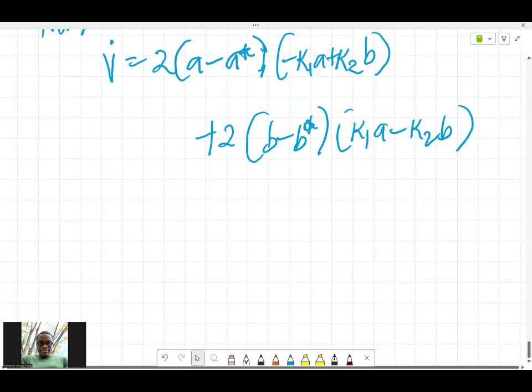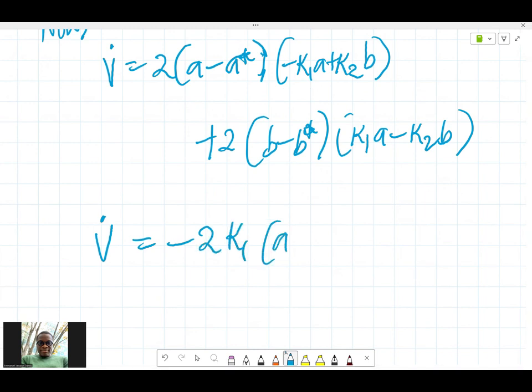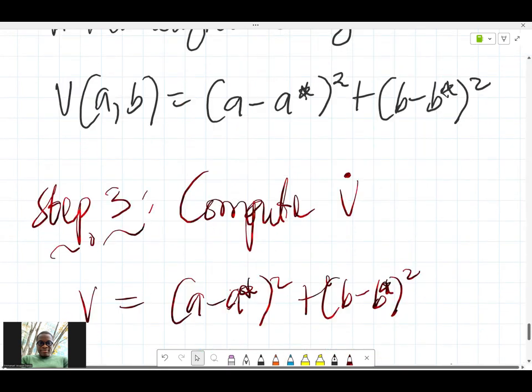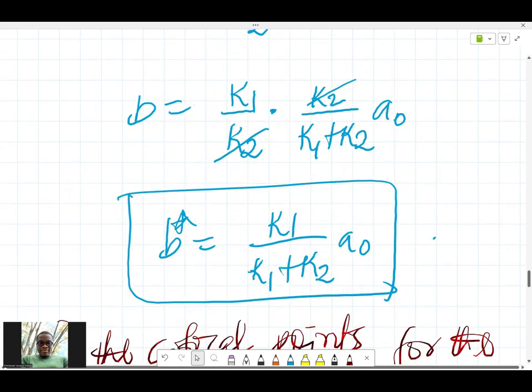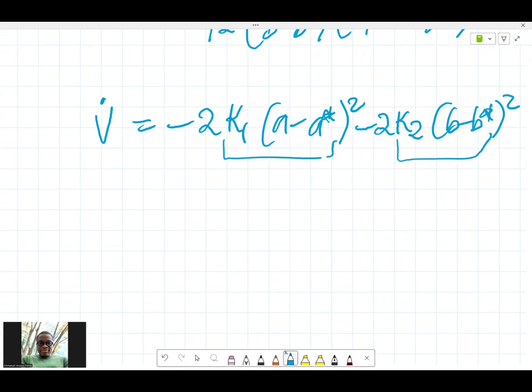If you tidy up all this, let me just jump to the end. V dot is going to end up giving you minus 2k1 into A minus A star squared minus 2k2 into B minus B star squared. If you put back the values of A and B that we had initially, the k1 and A star, B star we got, and solve all of that, you end up with minus 2k1 into A minus A star squared minus 2k2 into B minus B star squared. So you can see this side is positive, this side is positive. So it is now guaranteed.